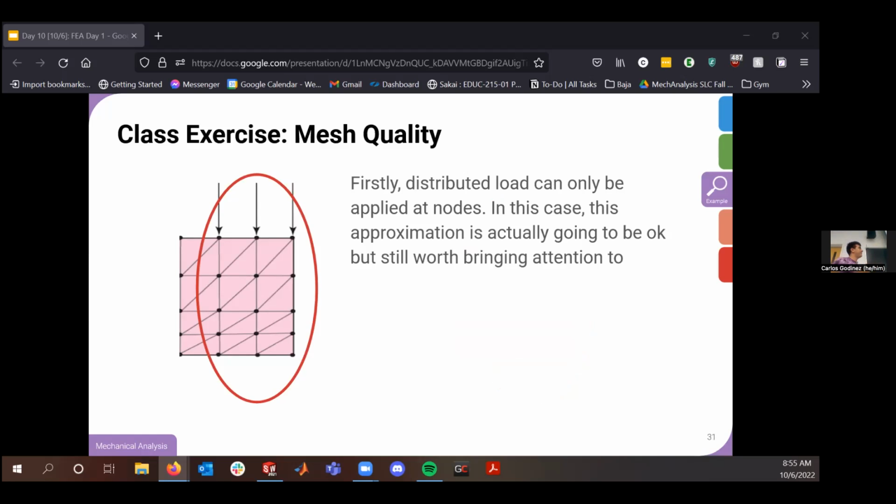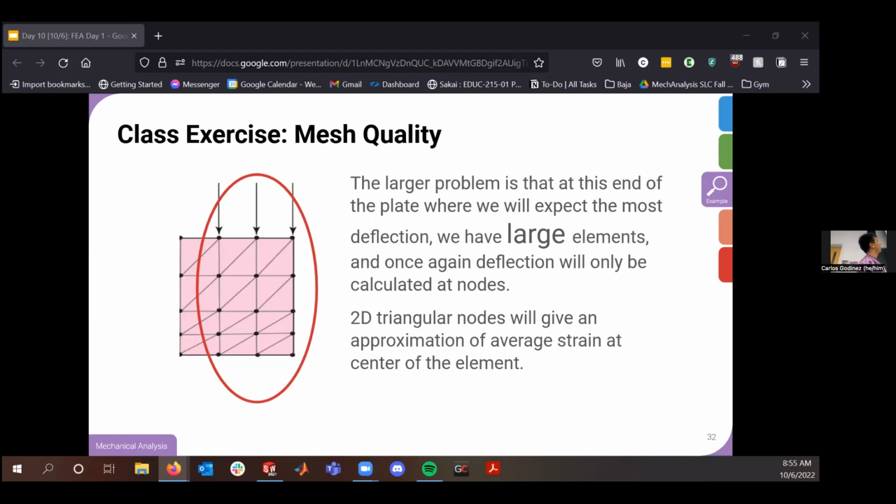The bigger thing I'd be worried about right here is that this is at the end of the plate, sort of like a cantilever, where we're going to be expecting the most deflection. Where we're expecting the most deflection, we have really large elements right here.